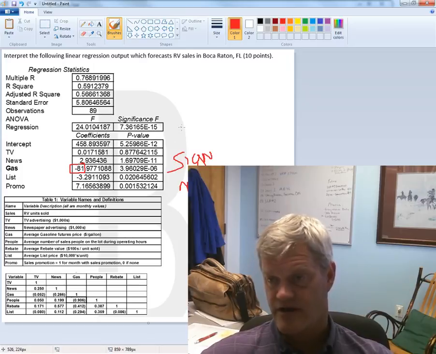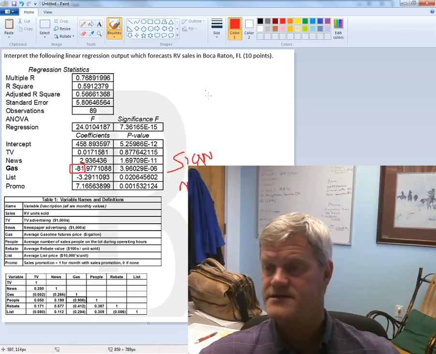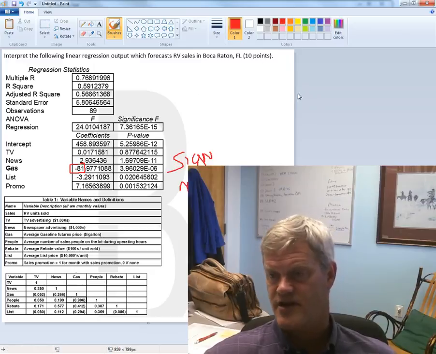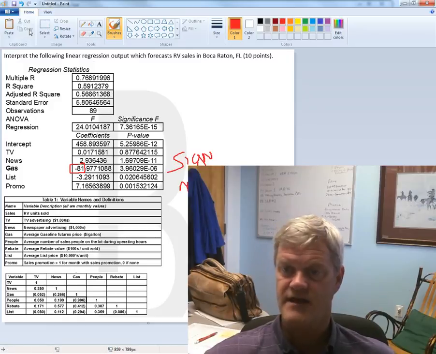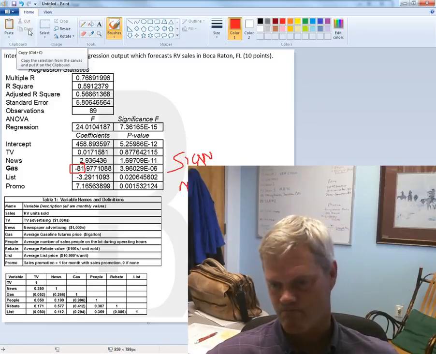You and I probably don't have any idea right now, but whenever you interpret it, you have to look at the size of those coefficients or the magnitudes of them to decide if they are realistic. Okay?